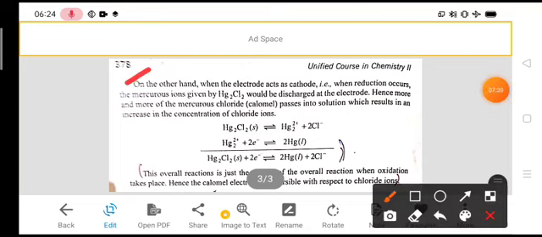On the other hand, when the electrode acts as cathode, that is when the reduction occurs, the mercurous ions given by the mercurous chloride would be discharged at the electrode.